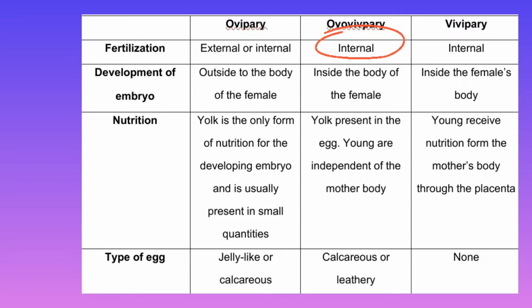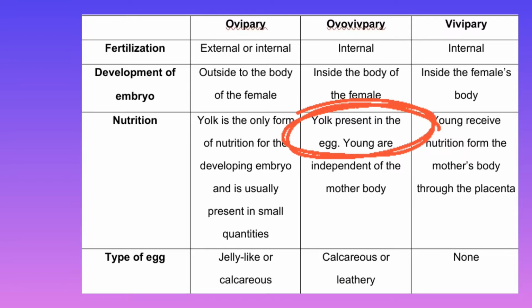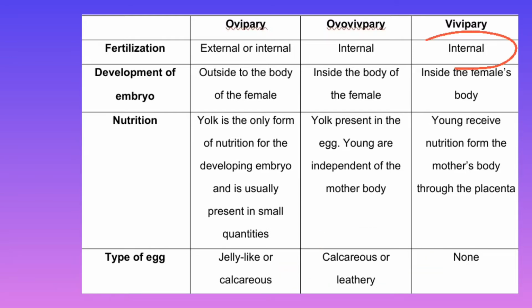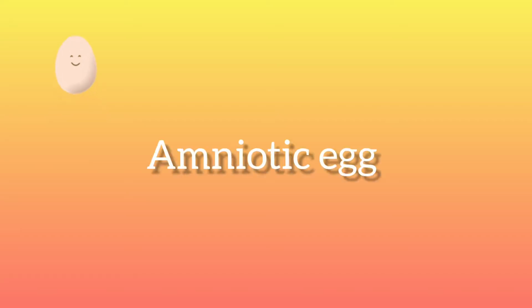When it comes to ovoviviparity, only internal fertilization occurs and the young develops within the mother's body. Here again, the yolk is the main source of nutrition, with the young developing independently from the mother's body. The eggs are usually also calcified or they can be leathery. With viviparity, fertilization occurs internally and inside the mother's body. The young receives nutrition from the mother directly through the placenta, and here there's no egg formed.